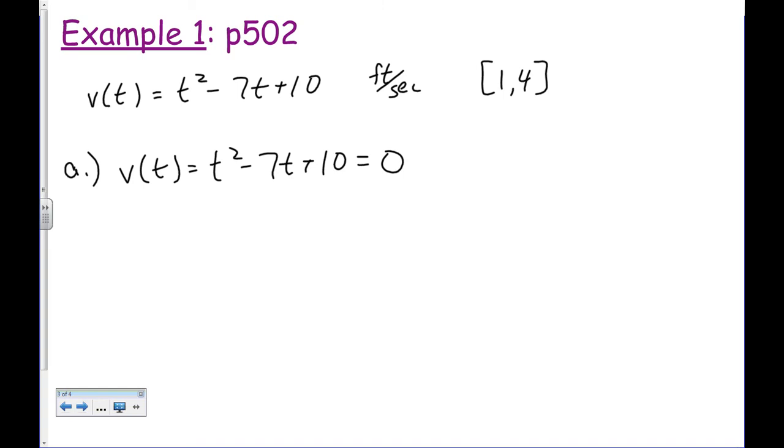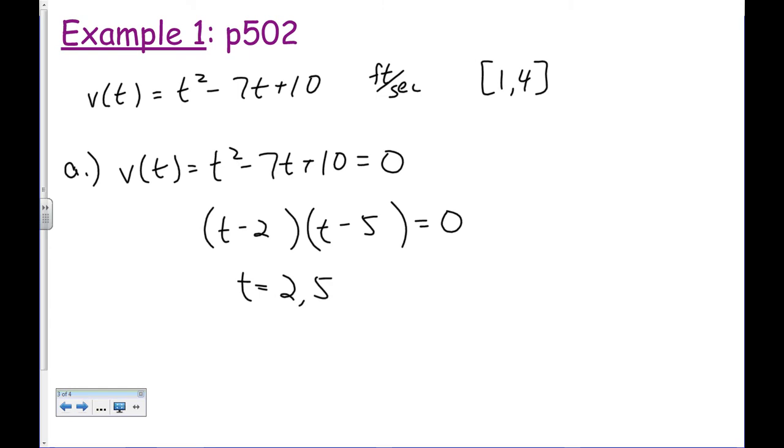There are actually several ways you could solve this. You could graph it and find out where the zeros are. It's a quadratic equation, so you could use the quadratic formula. This actually factors nicely, so I'm just going to do it that way. T minus 2 and T minus 5, it looks like, right? It's two factors, and so that means that T equals 2 or 5 are the two zeros for this function.